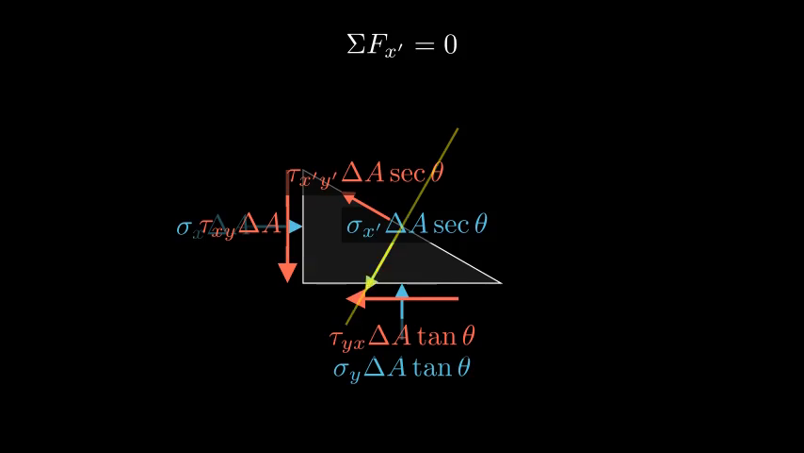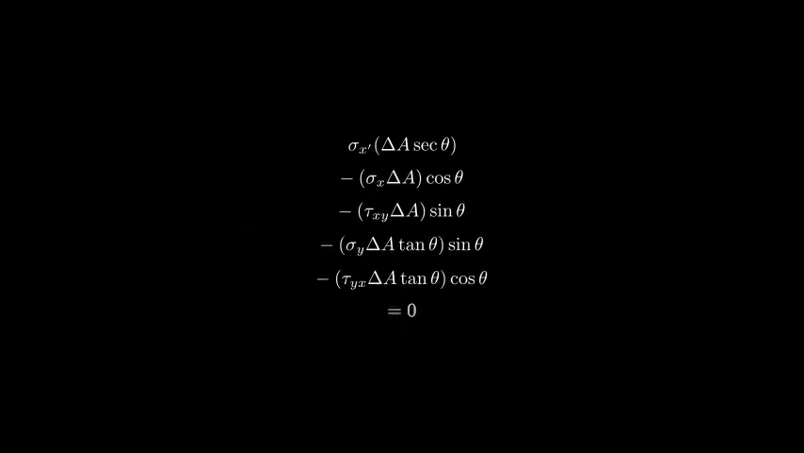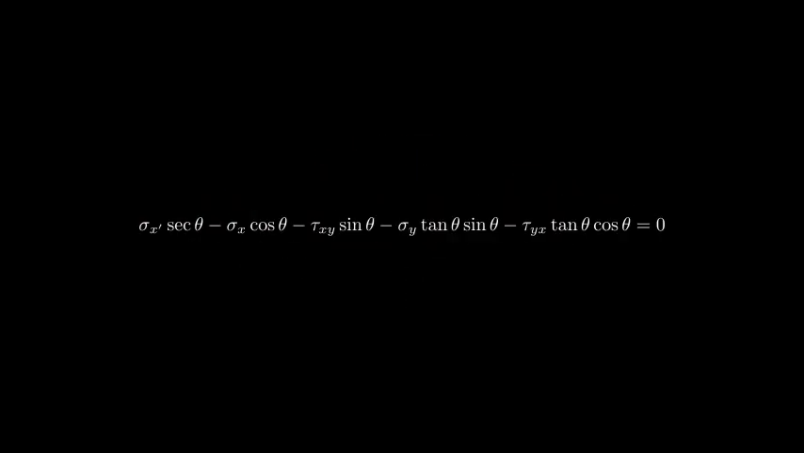Now for the core of the physics. The sum of forces in the x prime direction must be zero. We have the force from sigma x prime on the inclined plane, and then we add the components of the forces from the other two faces that act along the x prime axis. Writing this all out gives us a rather intimidating equation, but notice the area term delta A is in every single part of the expression. This means it cancels out completely. The relationship depends only on the initial stresses and the angle.